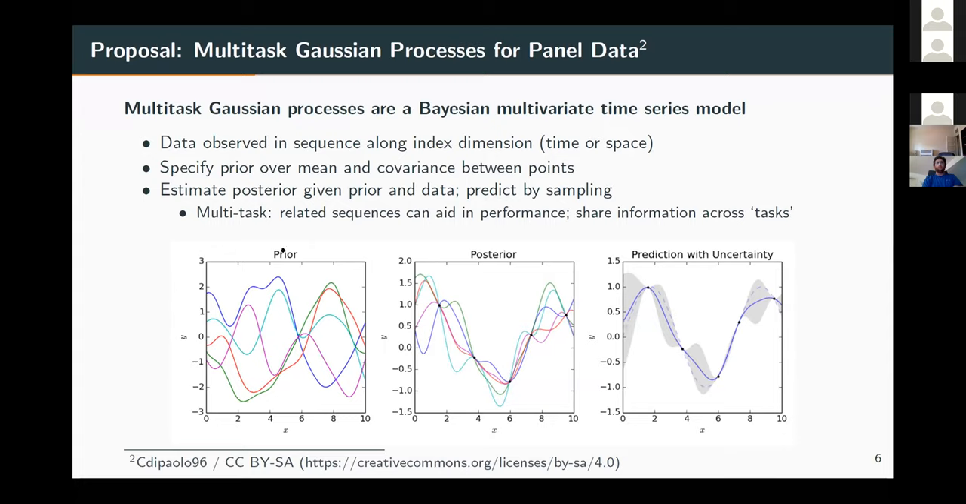And then given the prior that you've specified, which again is not supposed to take knowledge of the data, it's supposed to take beliefs about the data, but not actual knowledge about the observations into account. You're going to merge that with the data and then calculate a posterior. And then from that posterior, you're going to sample to get estimates of what this distribution looks like.